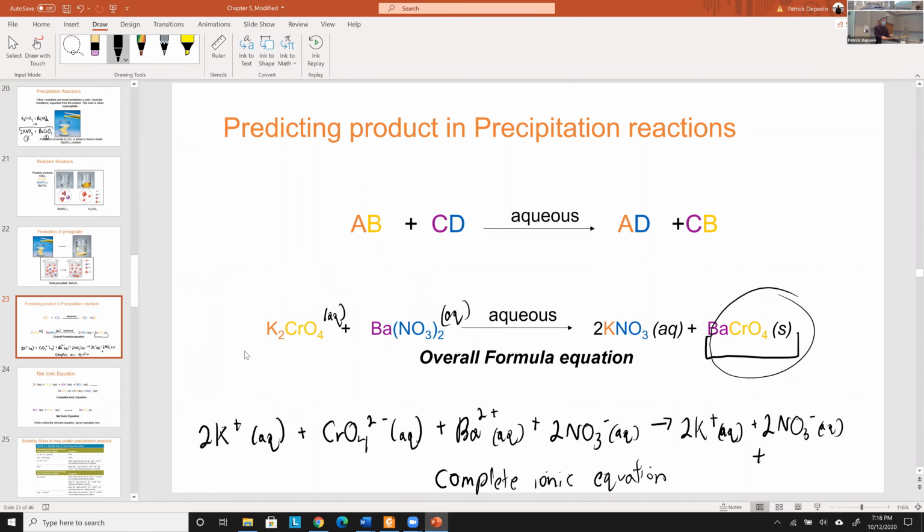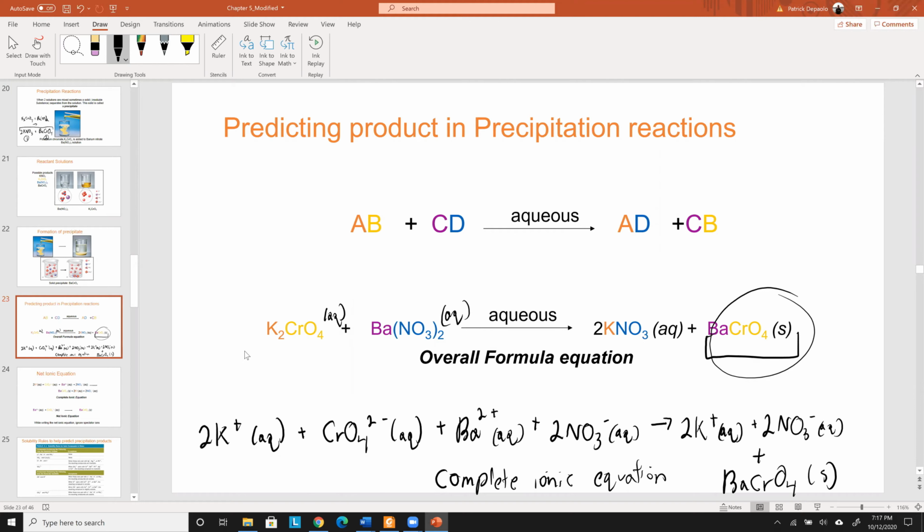solid. Now, the solid does not break apart because if you take a sample of this solution, the barium chromate will be barium chromate because it came out of the solution. It did not dissolve. There is no longer the ability to dissolve. So you'll have BaCrO4 solid. And that is your complete ionic equation.